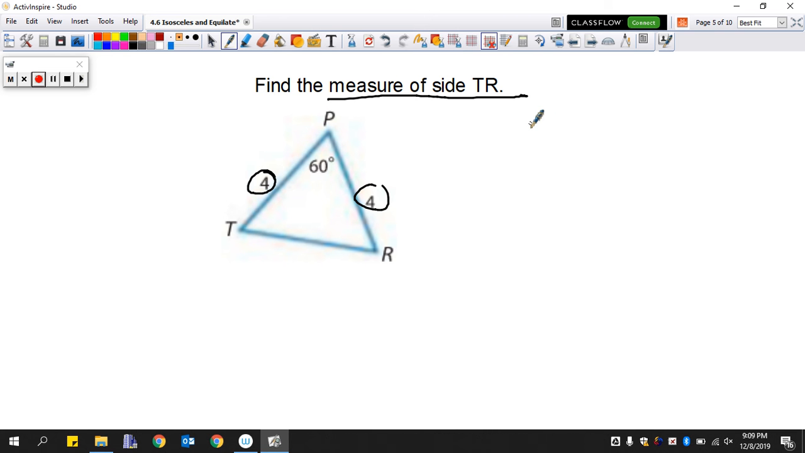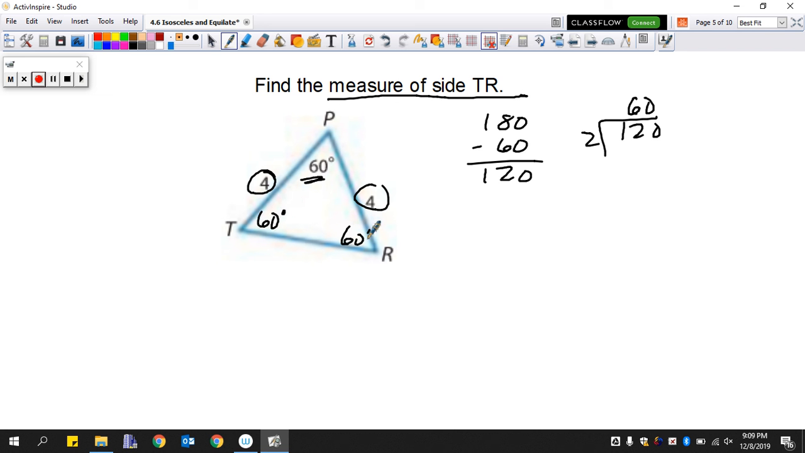So if we're given 60 degrees, 180 minus 60 is 120, divided by 2. So 120 divided by 2 is 60 degrees. So each of these is 60 degrees, which means that this is an equilateral triangle. It's equiangular. All three angles are the same, and so if it's equiangular, it's also equilateral, which means all three sides are the same length. So we know that the length of side TR is 4.